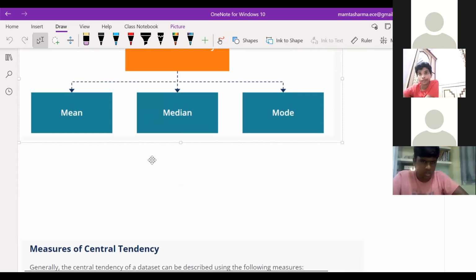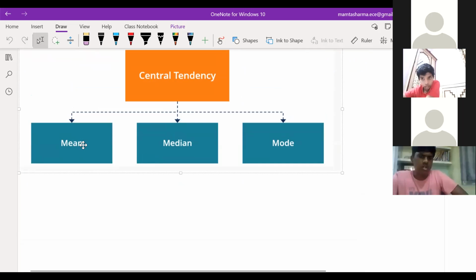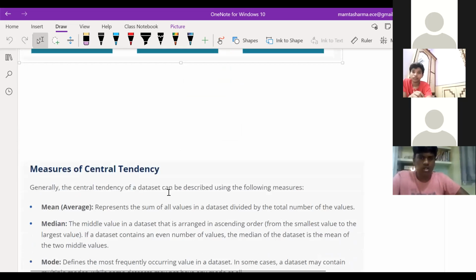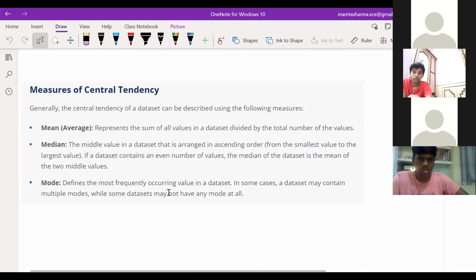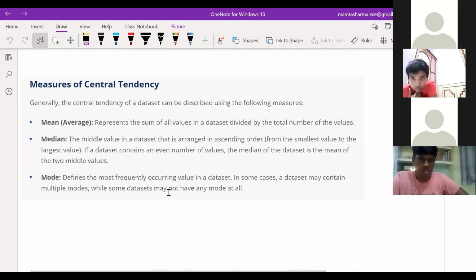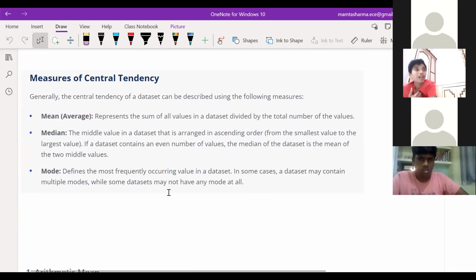Now we will see them one by one. What is the mean, how to find the mean value, what is the median, how to find its value, what is the mode, and what is the difference between these three central tendencies. Mean means sum of observations divided by total number of observations. Median: we should arrange in ascending order and take the middle number.